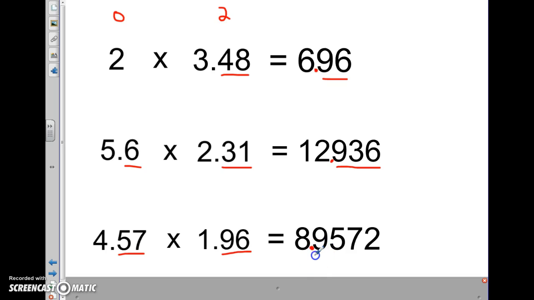And just to double check to make sure, I've got 4 digits to the right of the decimal point. And for my factors, remember I have 2 to the right and 2 to the right, which is a total of 4. So that means this is the correct answer.